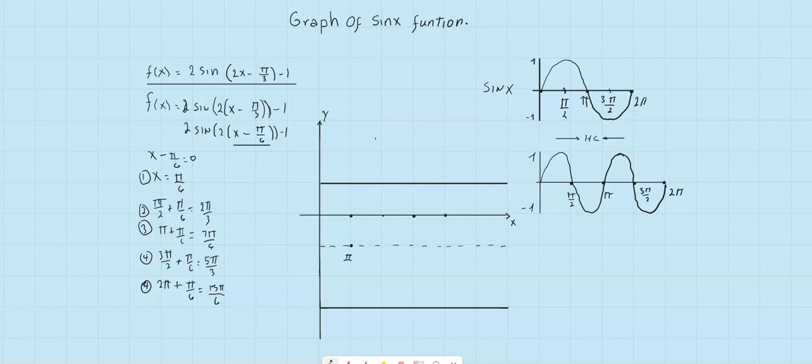This is pi over 6. This one here is going to be 2 pi over 3. This one here is going to be 7 pi over 6. This one here is going to be 5 pi over 3. And I still have one more here that's going to be, sorry, 13 pi over 6. This is my other point that I needed right here.